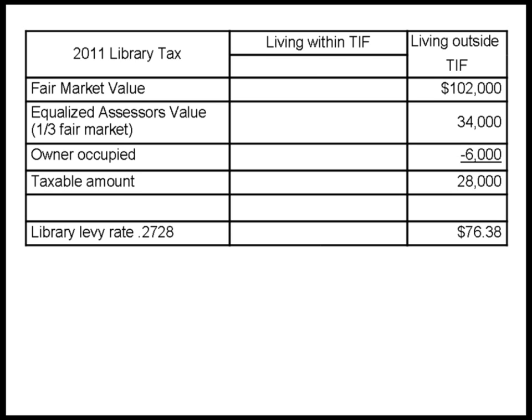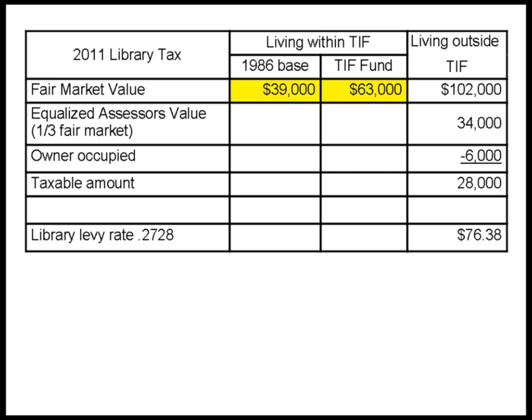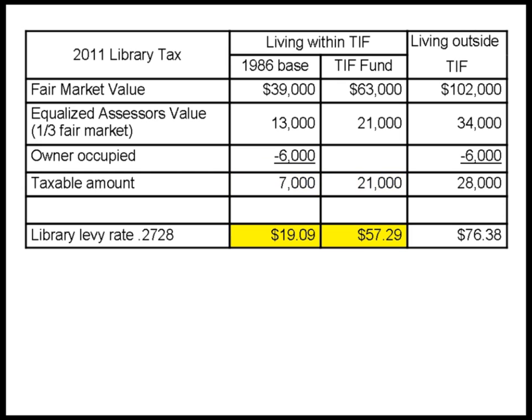within the TIF district. The first thing to do is create two columns and split the total fair market value. In the first column, we'll put the 1986 tax levy base of $39,000. The second column is for the $63,000 increase in property value used to fund the TIF. Just as before, the assessor's value is 1/3 of the fair market value. The $6,000 owner-occupied exemption is deducted from the 1986 base to get a taxable amount of $7,000.